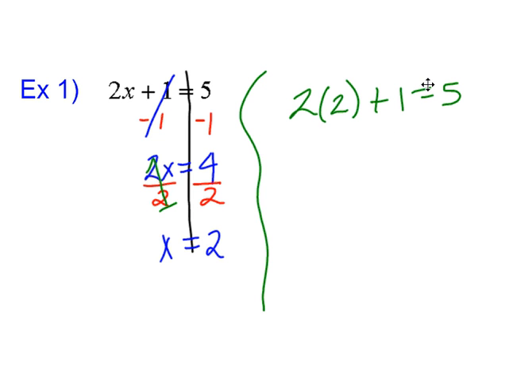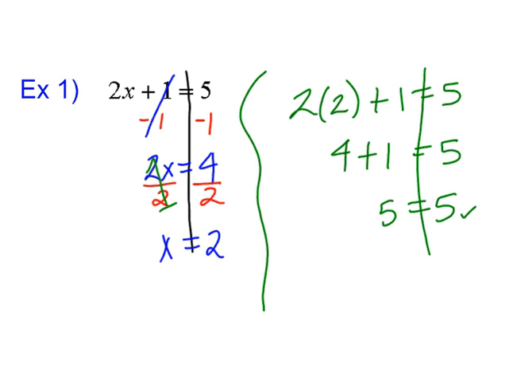Now, we'll follow order of operations on the left side to make it look exactly like the right side. If it does, then we have the right answer. 2 times 2 is 4. 4 plus 1 is 5. So now that both sides are identical, we know that we have the correct answer. We'll do a few more problems.